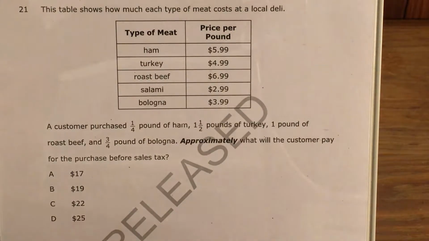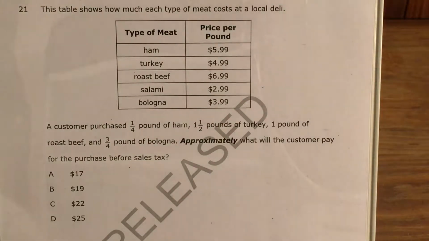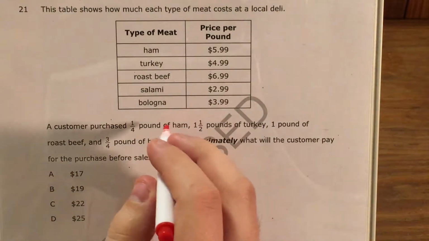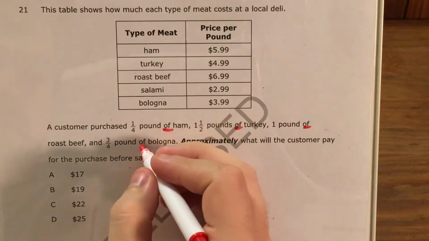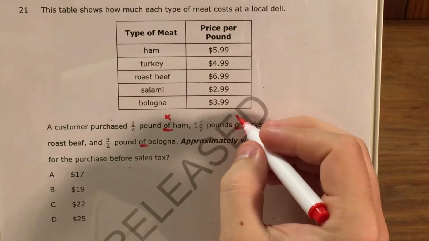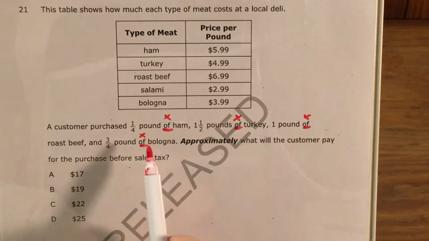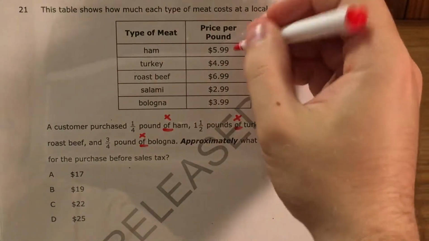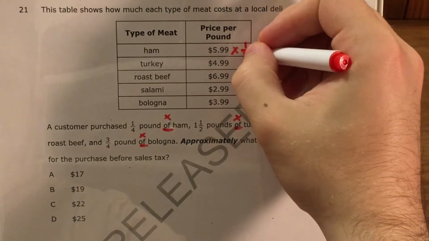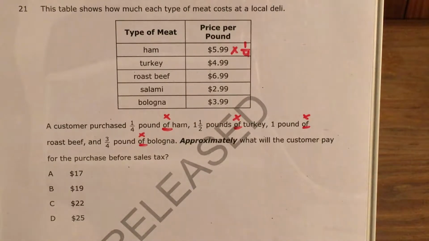So the big skill that this question is going to test is multiplying fractions and decimals, and there's one bit of translating that we'll need to do as well. And that bit of translating just comes from this word of. Whenever I see of, I'm immediately thinking that I'm going to multiply, and specifically, if this says a 1/4 pound of ham, or 1/4 of a pound of ham, I'm going to have to multiply the price per pound by the fraction that represents how much this customer is buying.